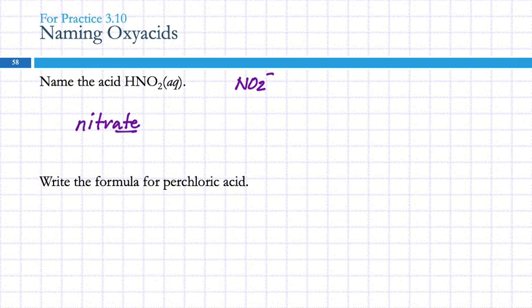Well, I guess I should put that over here. And I'm going to take that ite off and change it to ic or ous? Ous. So this is nitrous acid. Okay. If we had hydronitric acid, that would be something else.